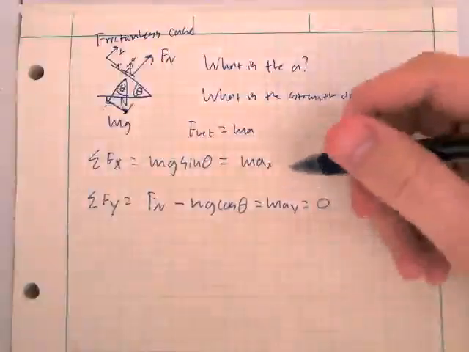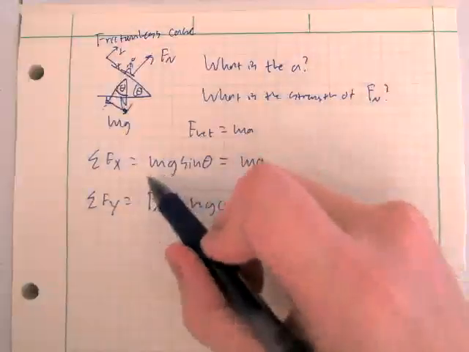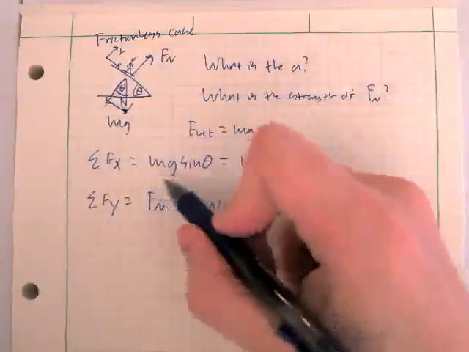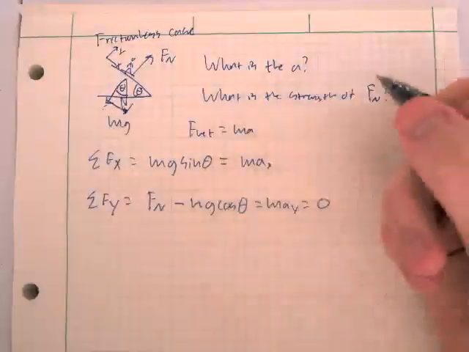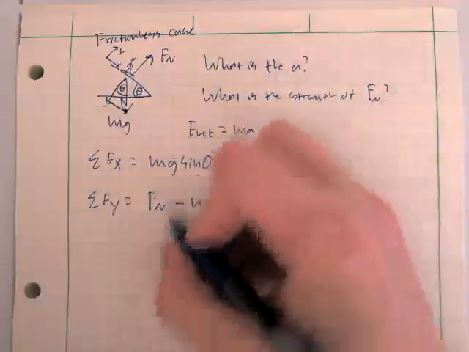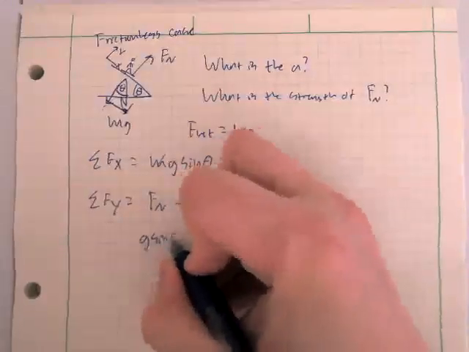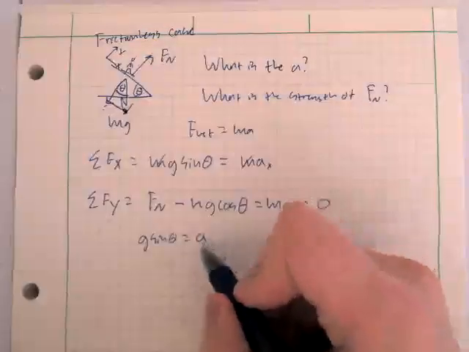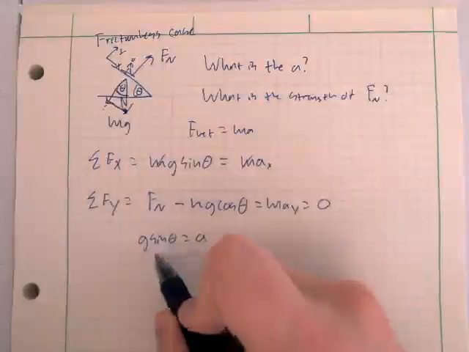So right away, we can actually answer both of these questions very quickly, right? My net force is all in the x direction in this case, and it's going to be mg sine theta, which is equal to m times a. So we can cancel out the m's, and we have g sine theta equals a. So our acceleration as we go down this hill is equal to g times the sine of theta.